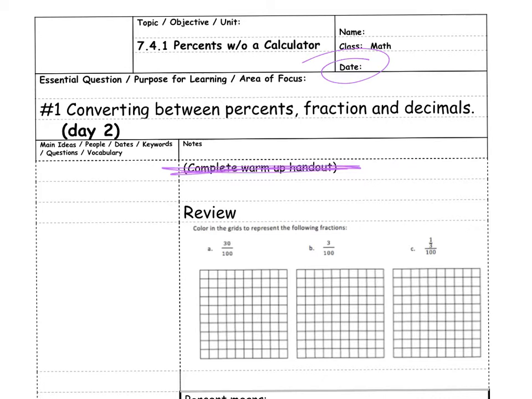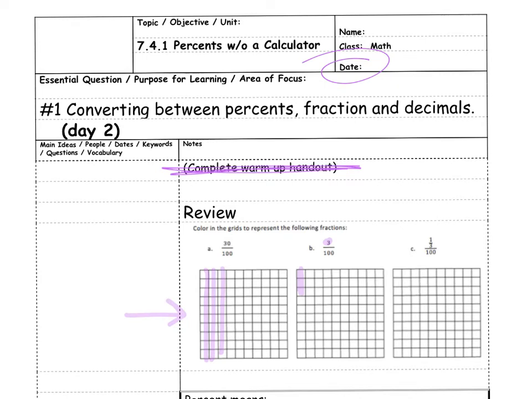We're just coloring in the grids to represent the fractions. Notice that each grid that you have is a 100 box. So the first one is 30 hundredths. All we do is color in 30 boxes, 10, 20, 30. The next one is 3 hundredths, so we're gonna color in 3 out of the 100 boxes. And then the next one is a third of the hundredths.